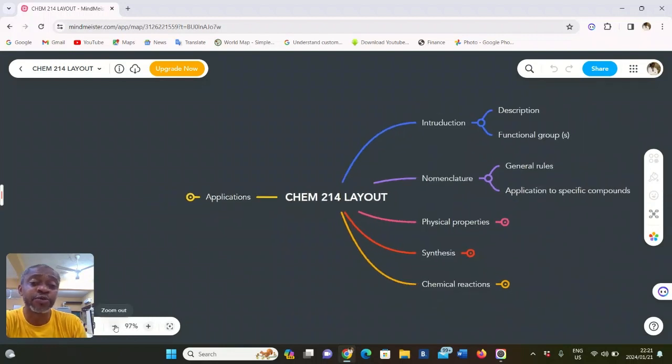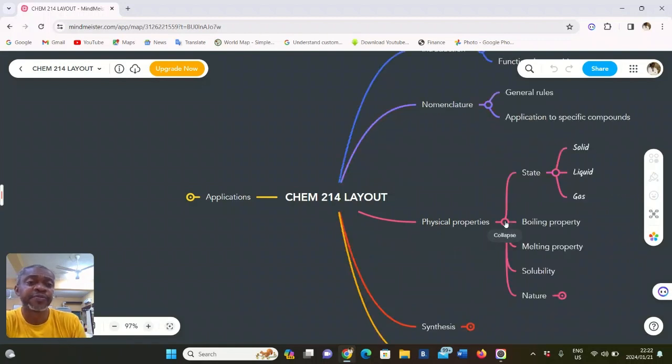What are the general rules that apply to nomenclatures, and how do we use these rules to name specific compounds? This is very important. You don't want to miss this because at the end of the day, you will be evaluated based on this information. There is no way you will not meet nomenclature in your final exam.